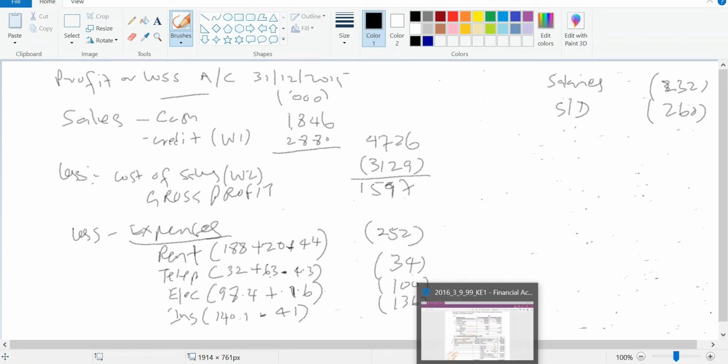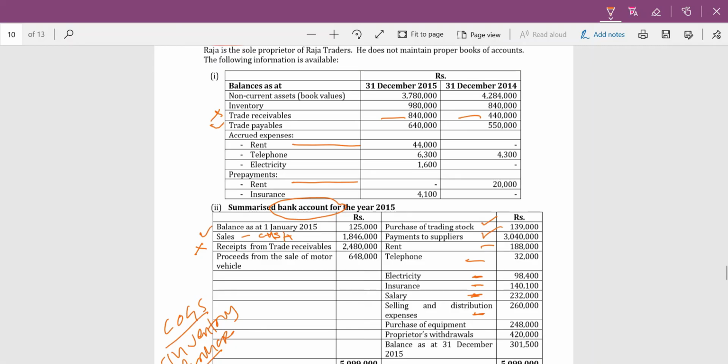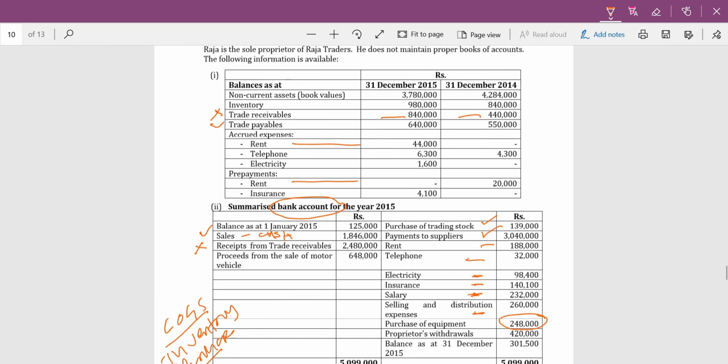Okay. Then what about the purchases of equipment? This is relating to assets. We have non-current assets, book value. The book value is given. Book value means after depreciating.